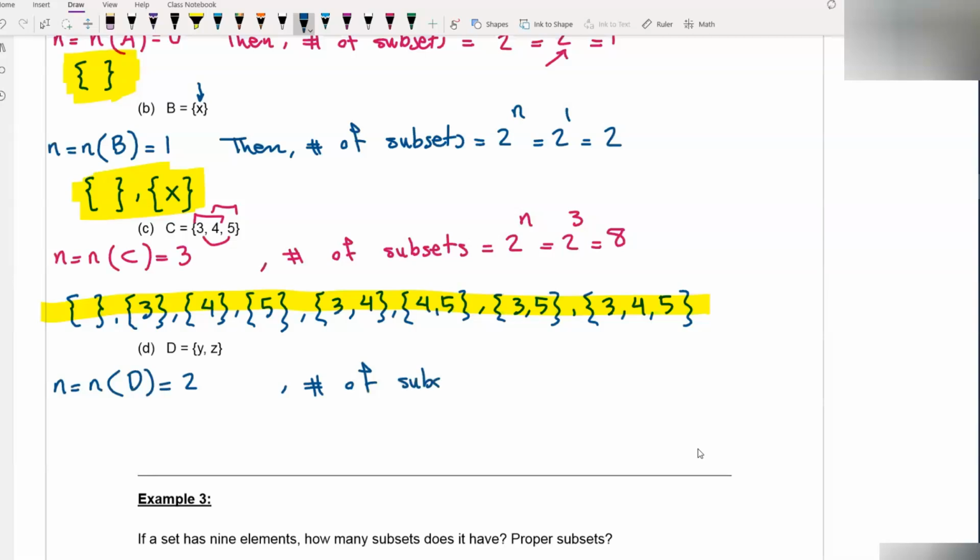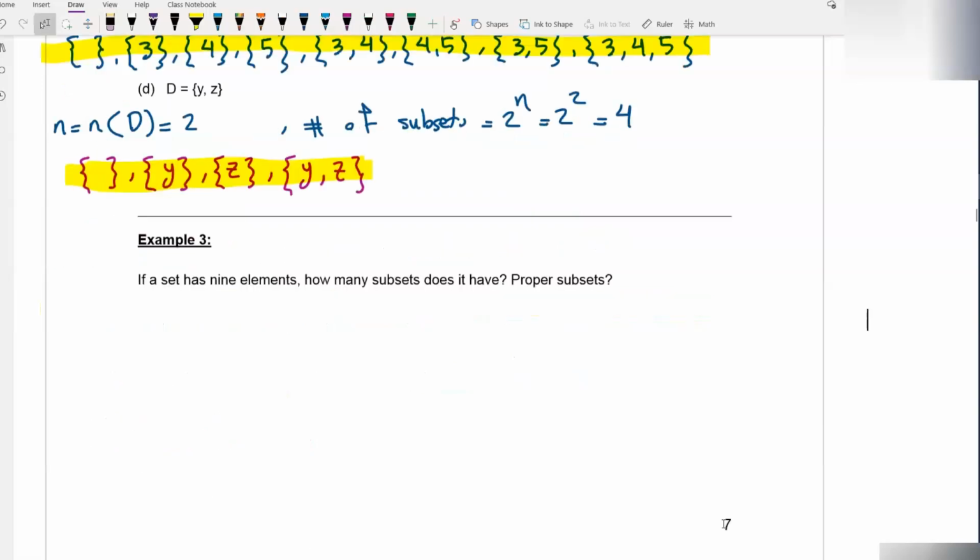Now finding number of subsets. Now we have 4. So we have empty set first. We have to write each one of these individually. We have Y and Z inside set, so writing each member individually first. Since we had both of these, what is left is just writing pairs. We have Y and Z, and that is the set itself.